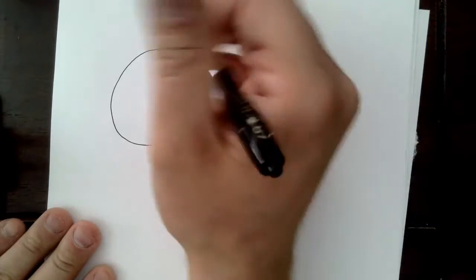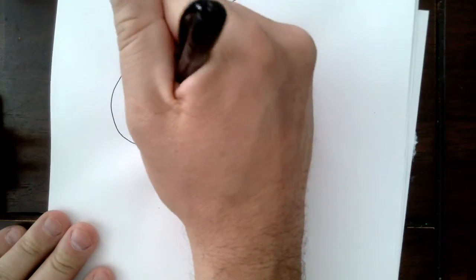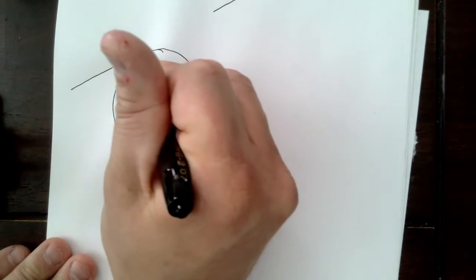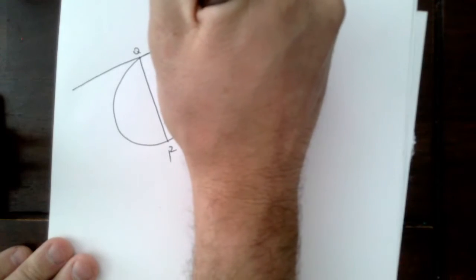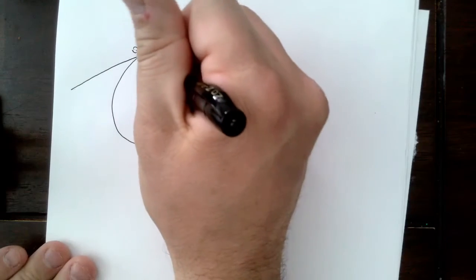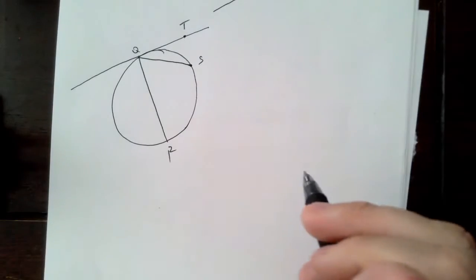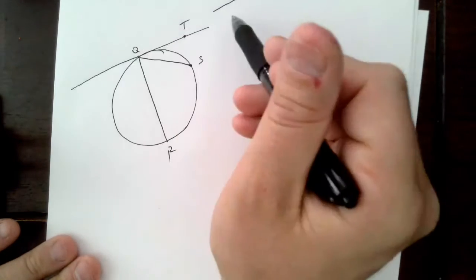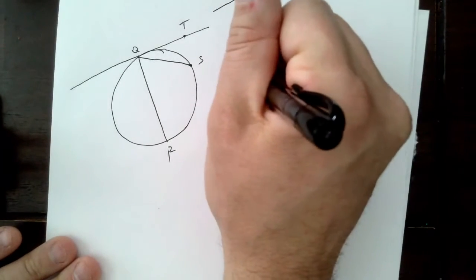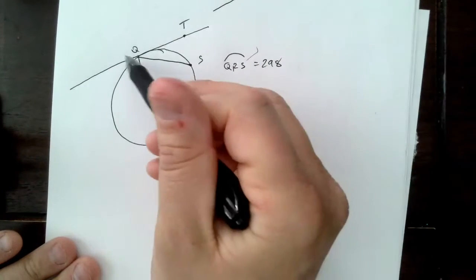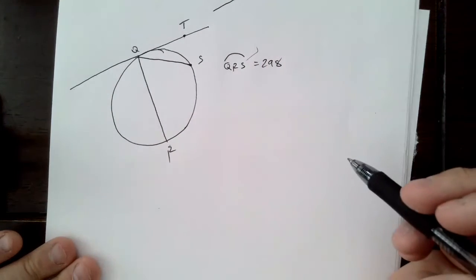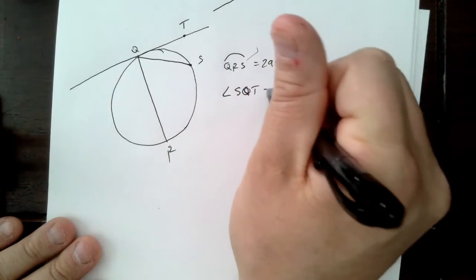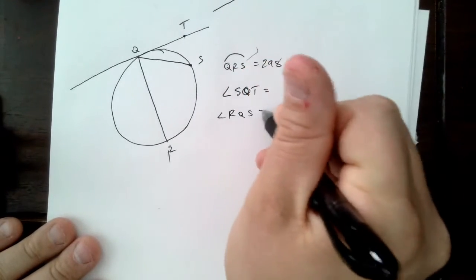So let's say we had a circle. We have, it says that QR is the diameter, so from Q to R is the diameter. There's a tangent line that comes through like this, and there's a point out there on it, T. And then there's a line that comes like this and makes S. The only information they tell us is that QR is a diameter, QT is a tangent, and arc RQRS is 298 degrees. So from Q to R to S is 298. The things they want are angle SQT and angle RQS.